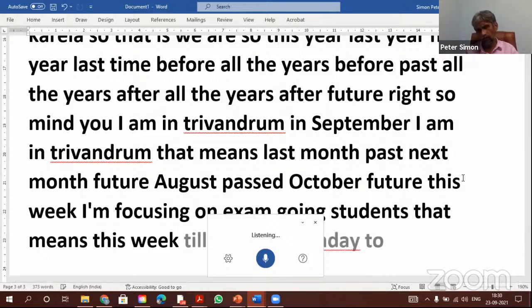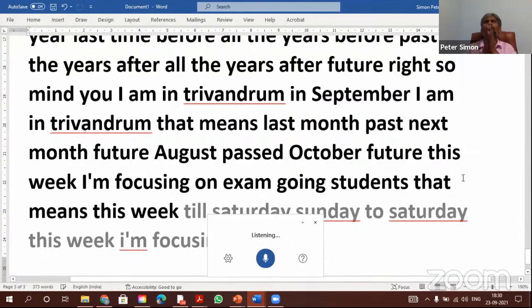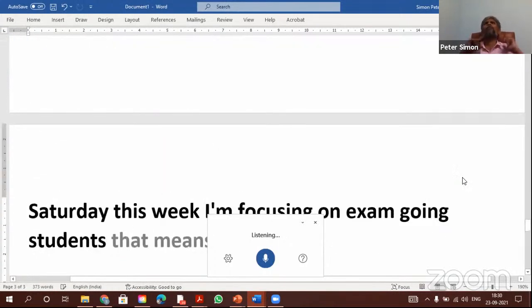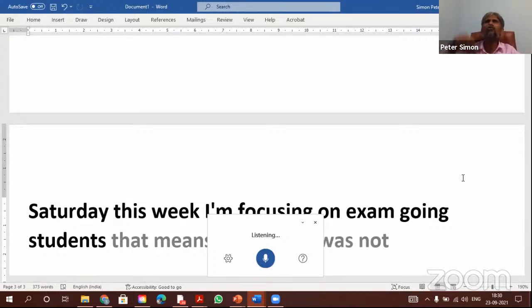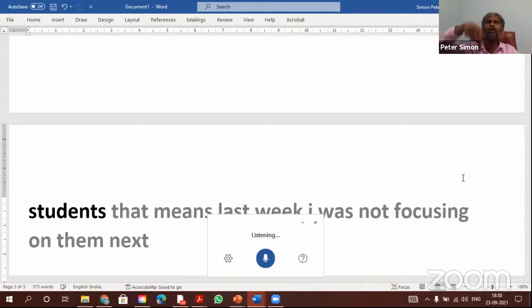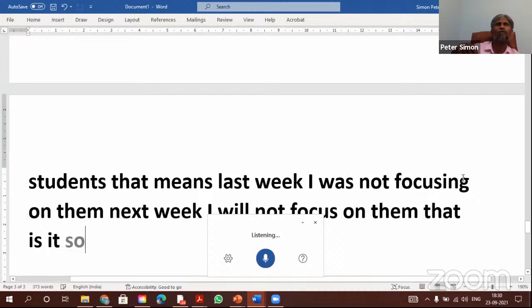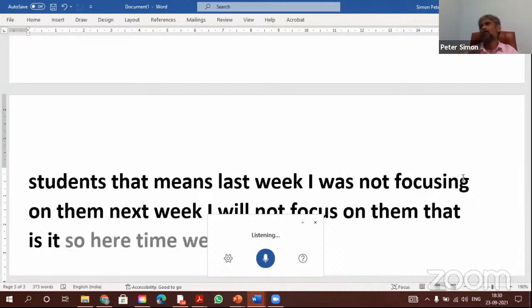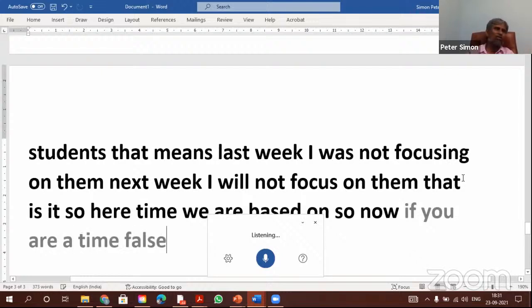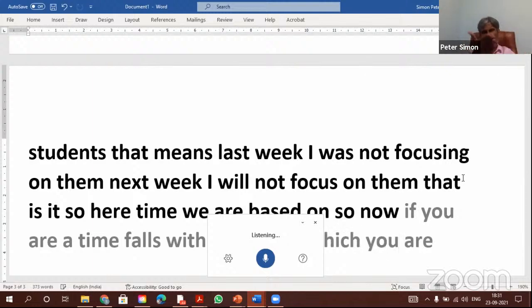That's it. So here time we are based on. So now, if your time falls within this unit which you are measuring, then it is present tense. The previous unit, that is past. The following, that is future. Write down. The previous, past. Last, past. Before, past. Ago, past. These are the clues. Write down.